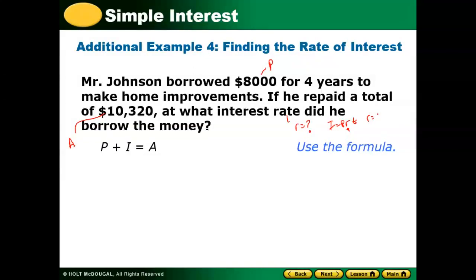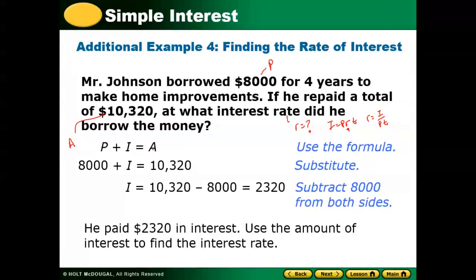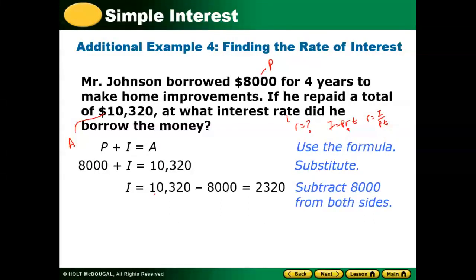If you remember, or if you flip back or look at your formula sheet, rate is equal to interest over principal times time. So I need to have these three things. The problem is I know my principal and my amount, but I don't know my interest. So let's figure that out. I know that my principal is 8,000, my amount is $10,320. So my interest is actually just going to be 10,320 minus 8,000. Remember algebra, if I bring this over to this side, I have to subtract it.